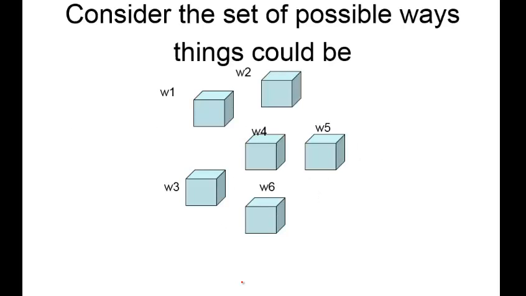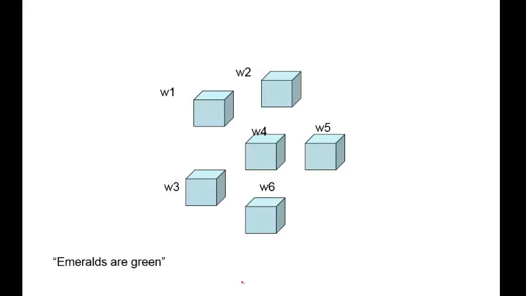So let's take a set of possible ways that things could be. So here we have a set of 6 worlds. If we look at these 6 worlds, then we can say things that are true or false about each of the 6 worlds. So we're going to take the example of emeralds are green. Let's say there are these 6 worlds, and by world here we mean completely distinct universe. You could think of them as parallel ways things could be, alternative scenarios, that are unrelated to one another.